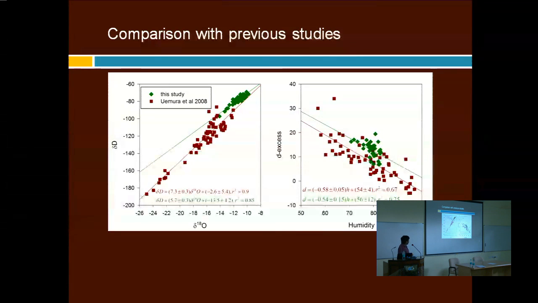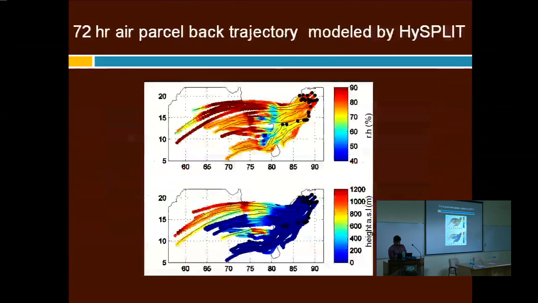So what I conclude from here is that we also observed a relation between dxs and humidity, but the R square value is very small compared to what was reported previously. But you can see the slope is more or less the same. So it may lead to the existence of a global relation between dxs and humidity.